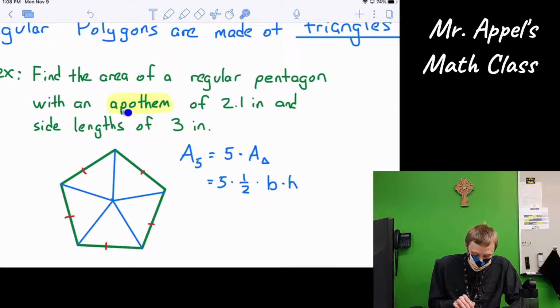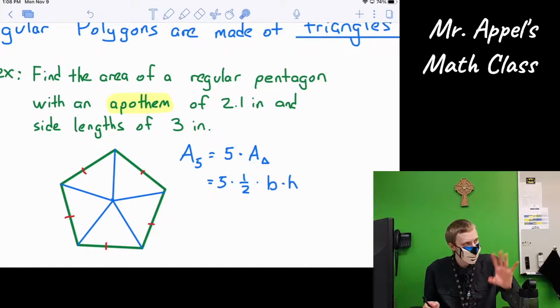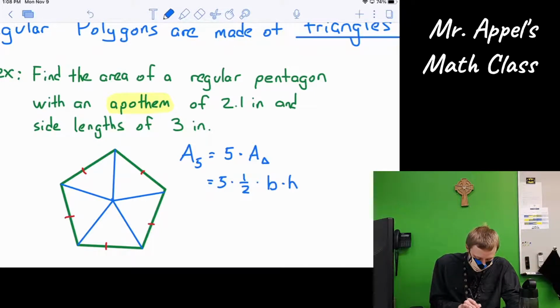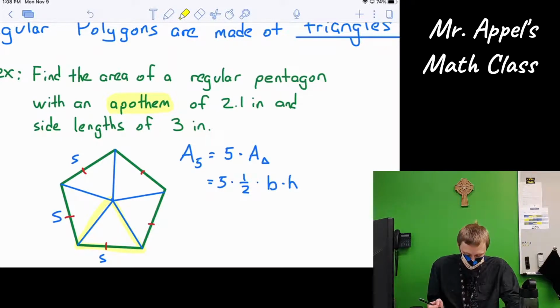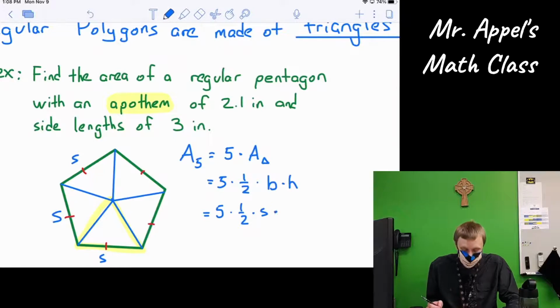So they tell me apothem of 2.1 inches and side lengths of 3 inches. Okay, let's start with the easy one first. Side lengths are, of course, these guys. All of these are sides S. So looking at one of my triangles here, I'd say that's one of the bases because it gives us the side of the triangle. So let's substitute that in. Instead, we have 5 times 1/2 times S. And where does my height come from? That comes from this possibly new term, apothem.